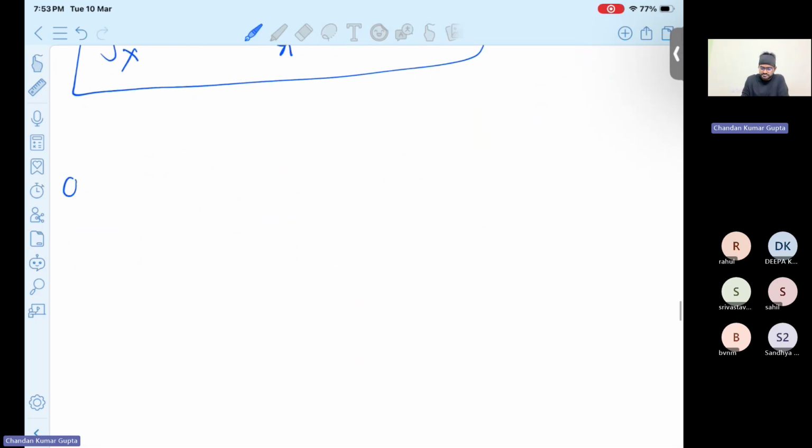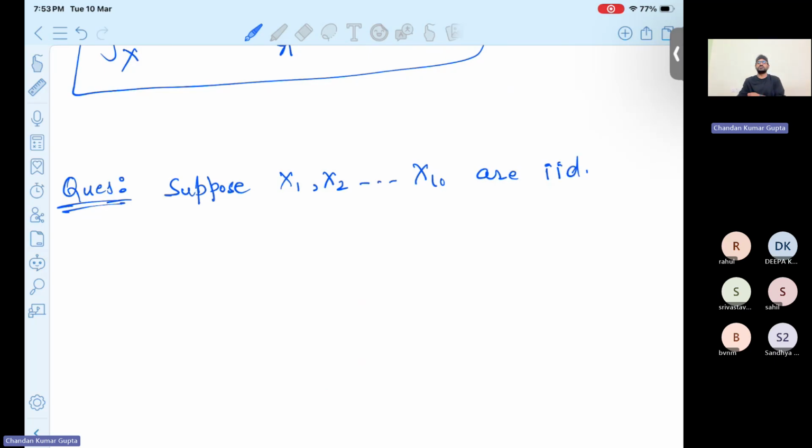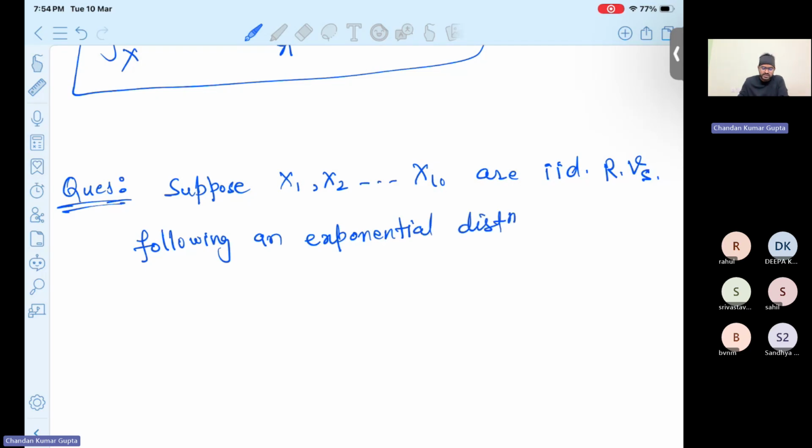So let me write. The next question, or the last question, is: suppose x1, x2 up to x10 are independent and identically distributed random variables following an exponential distribution with the mean 9.